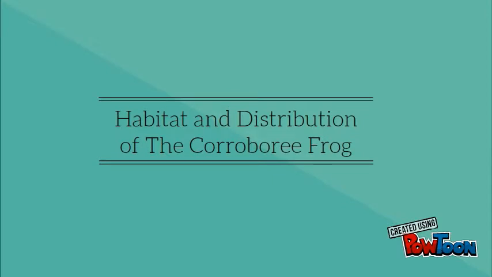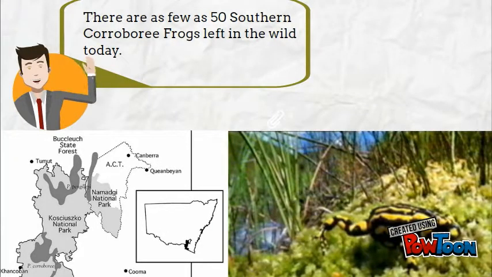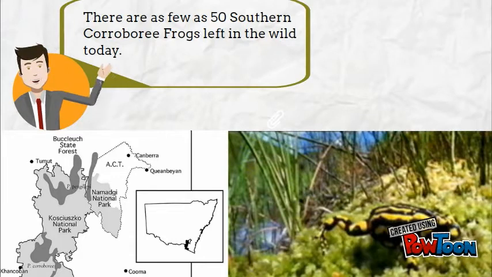The habitat and distribution of the corroboree frog. The habitat of the corroboree frog is near alpine ponds 1,300 meters above sea level. Corroboree frogs shelter in mossy plants to be protected from harmful natural elements. The distribution of corroboree frogs is in the south and the north of Kosciuszko National Park.